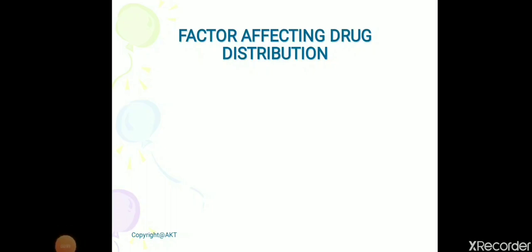Factors affecting drug distribution. Distribution is the movement of drugs or any substance from the blood compartment into the tissue compartment. The blood compartment is mostly water in nature, while the tissue compartment is lipidal in nature. So let us discuss the factors. First one is tissue permeability of drugs. For a drug to get into the tissue compartment, it should be permeable into the tissues, and the tissues are always lipidal in nature. So the drug which is more lipid soluble will show more permeability.